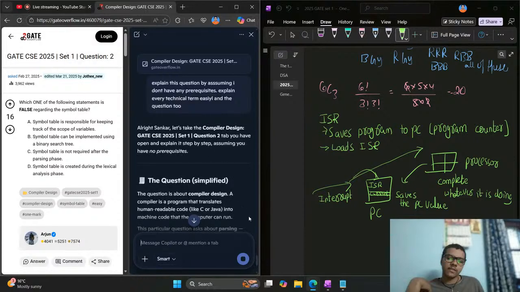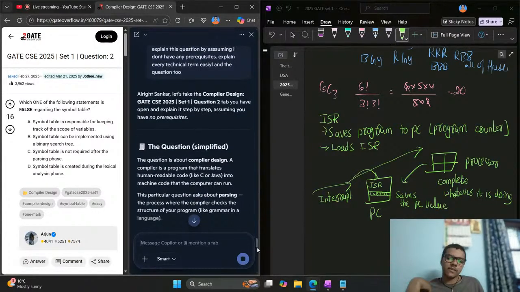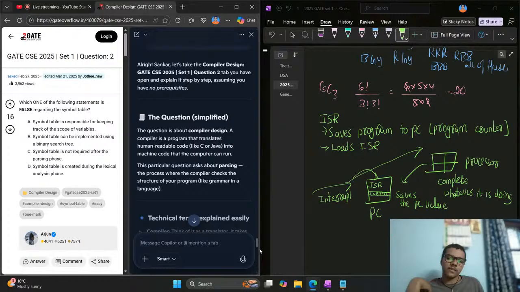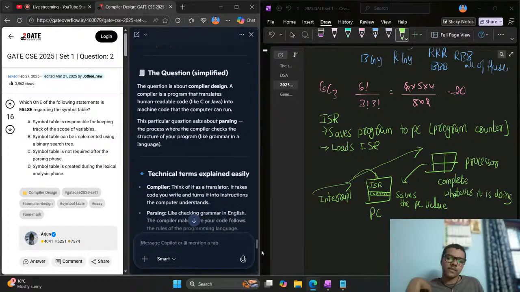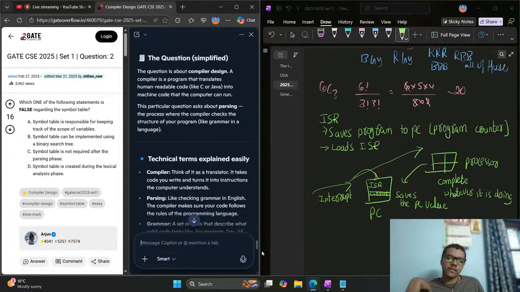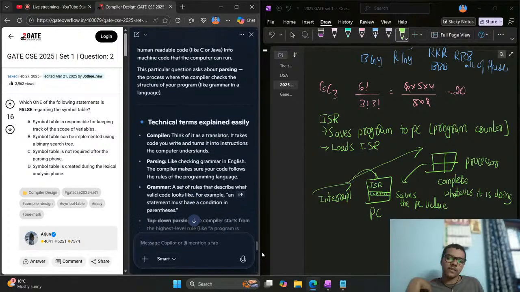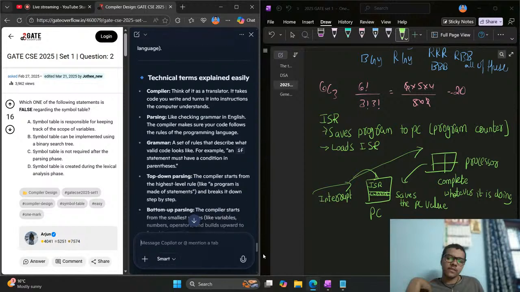The question is about compilers, and a compiler is a program that translates human-readable code, like Java code, into code that a computer can run. The question is asking about parsing, the process where a compiler checks the structure of a program, like grammar. Compiler, translator, parsing, like checking grammar in English. Grammar, a set of rules. Okay.